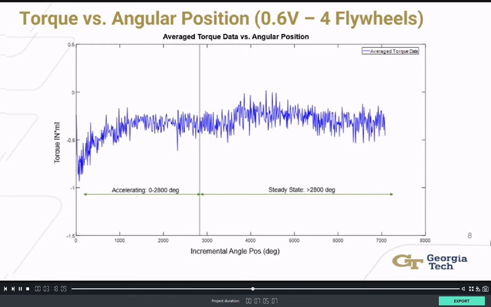This is a graph of the torque of the motor versus the angular position for one tested motor RPM. On the left portion of the graph, the motor is accelerating. On the right portion of the graph, the motor is at steady state. This is useful for our overall goals because we can calculate the work done by the motor while it's accelerating and while it's at steady state.